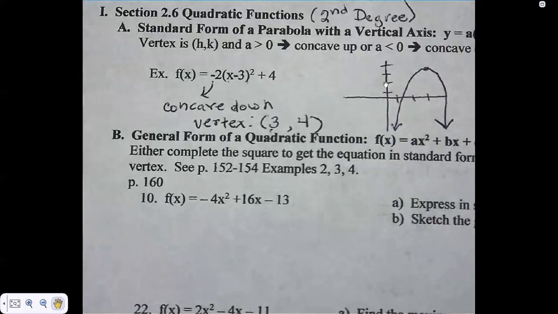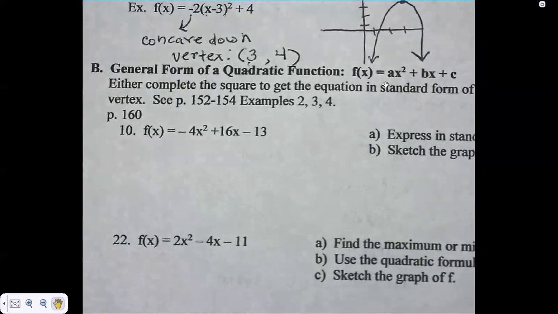What if the equation is not given to me in vertex form? And actually, we mentioned this Thursday. There's a tiny baby equation for finding the x-coordinate of the vertex of a quadratic function that's in general form. What's that tiny baby formula?